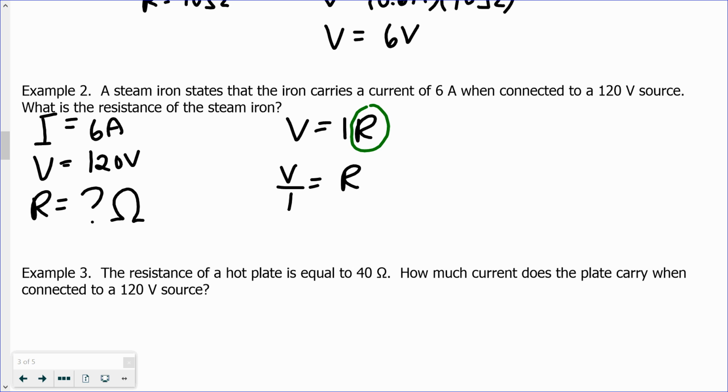Now I can substitute in the known values that I have. So 120 volts divided by the current, 6 amps, gets me 20 ohms. Looking at my question though, I see this has only one sig dig.